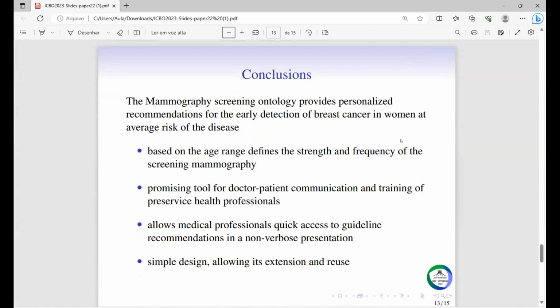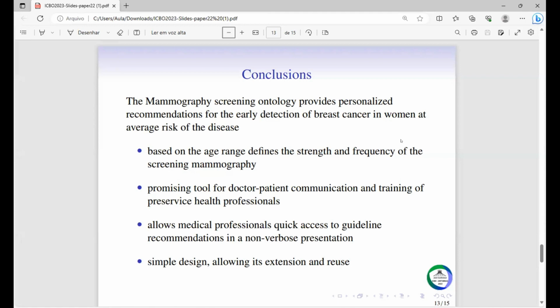Well, some conclusions of our work. We implemented a first version of the mammography screening recommendation ontology that provides personalized recommendations for the early detection of breast cancer in women at average risk of contracting the disease. We take the American Cancer Society guideline that is based on the age range of women, and that defines, based on the age, the strength and the frequency of the screening mammography performance. The ontology appears as a promising tool for doctor-patient communication and also for training of health service professionals. And also it allows the medical professional quick access to the guideline recommendations in a non-verbose presentation.